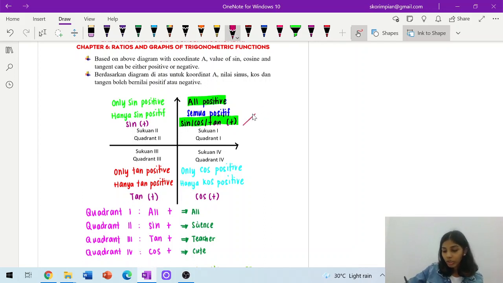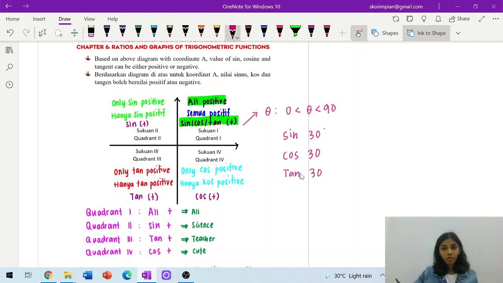In the first quadrant, your theta is between 0 to 90, correct? Sudut kamu ialah antara 0 hingga 90. For example, I choose sine 30, cos 30, tangent 30. 30 is between 0 to 90, right? So bila kamu tekan calculator, all these answers you will get positive. So remember, between 0 to 90, sine, cos and tangent values are positive. You can check in your calculator.